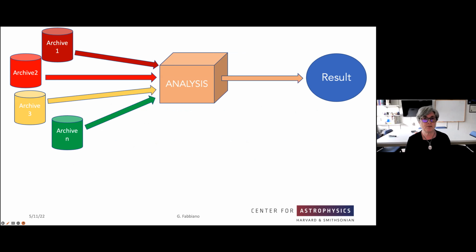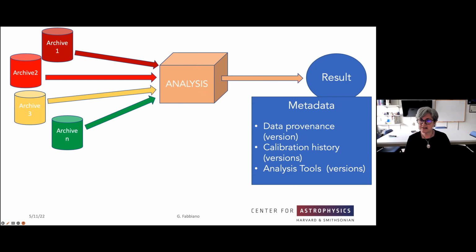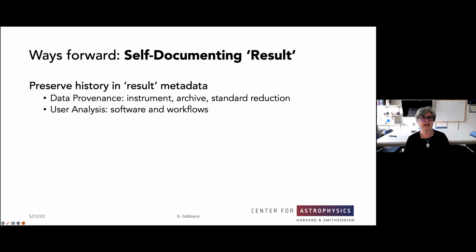So in a plot, we have various archives, we have analysis software, we get the data from the archives, we analyze it. Here we have the results. And we want these results basically to be self-documenting. So the results should tell us which type of data was used, the calibration history, the analysis tool version, and all that. So what are the ways forward? Some ideas for how we could achieve reproducibility.